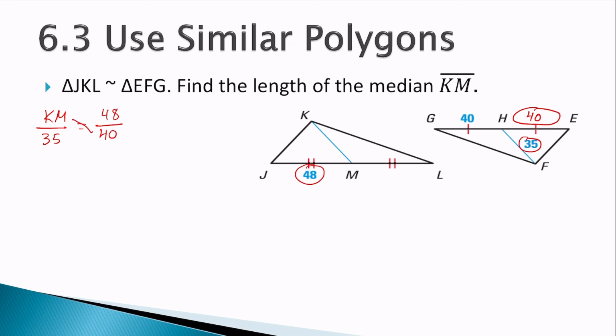So I can cross multiply. 40 times KM equals 35 times 48. Divide by the 40. So KM is 42.